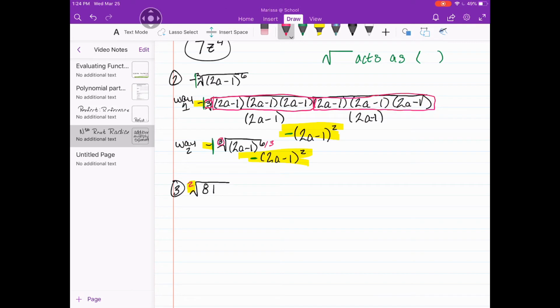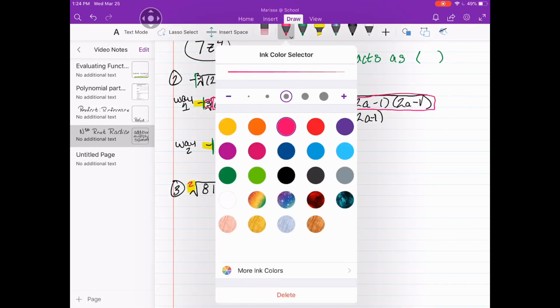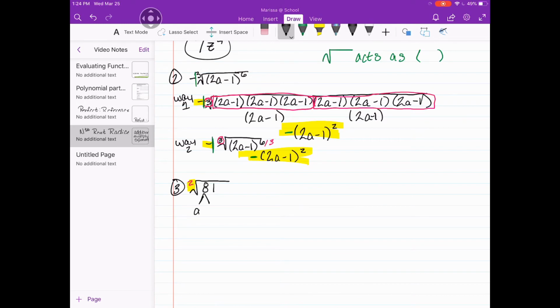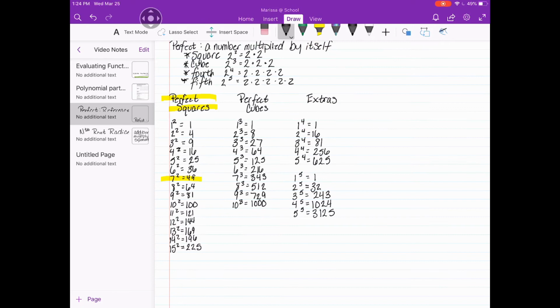So I'm looking for what number times itself gives me 81. So again, I'm going to use my reference sheet here. This is why I gave it to you. And because I have a perfect square, I'm going to assume that it's going to be in my squares. I'm looking for a square root, so I'm going to look for a perfect square. So I'm looking for 81, and that is in fact 9 times 9.